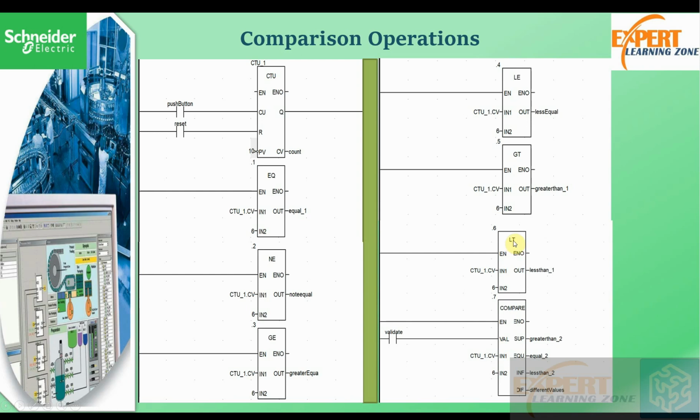And then we have the less than, also the strictly less than. When the current counter value is strictly less than 6, then its output will be set to the logic 1 state, otherwise it is set to the logic low state.